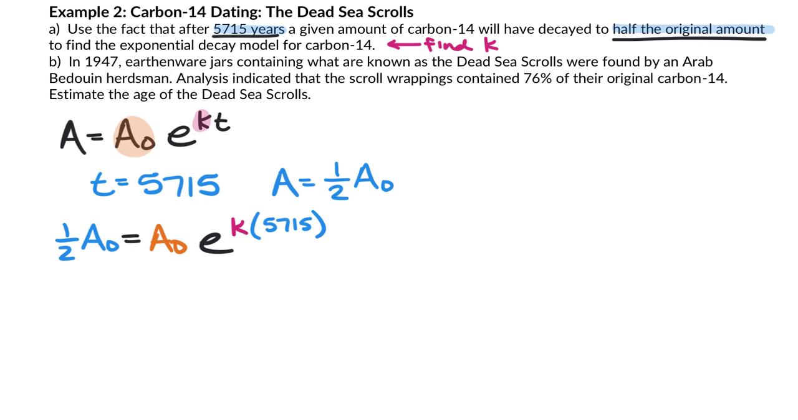But when I divide both sides by a sub 0, won't this a sub 0 and this a sub 0 cancel each other out? Because you'd have a sub 0 on top and a sub 0 on bottom. Which means we have 1/2 equal to e to the 5715k as the only thing left in this problem. The a sub 0s cancel each other out. They've divided away.